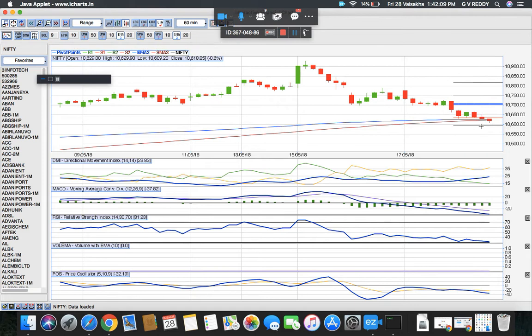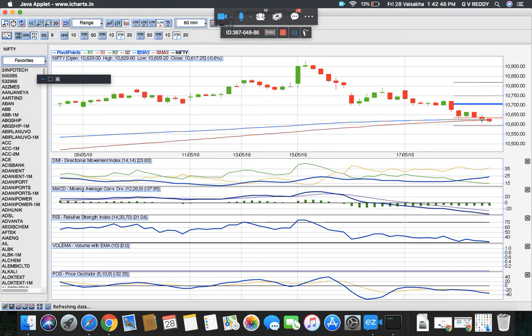Now what you see, these red lines and green lines here, they are generally the supports and resistances. People who have done technicals know these are the supports and resistances: support 2, support 1, pivot, R1, R2. And these blue and red lines are called moving averages. And these are some indicators: directional movement index, moving average convergence divergence, relative strength index, volume with its average, and price oscillator.